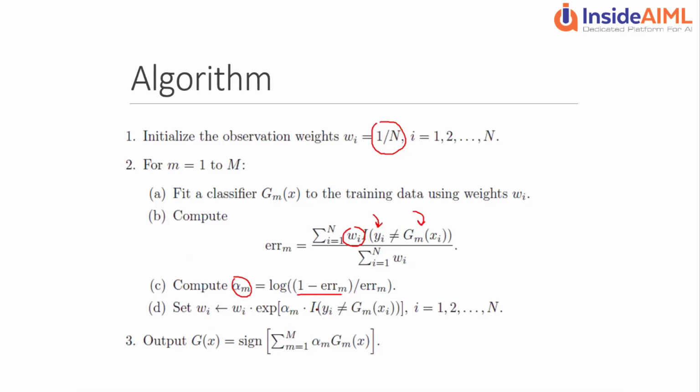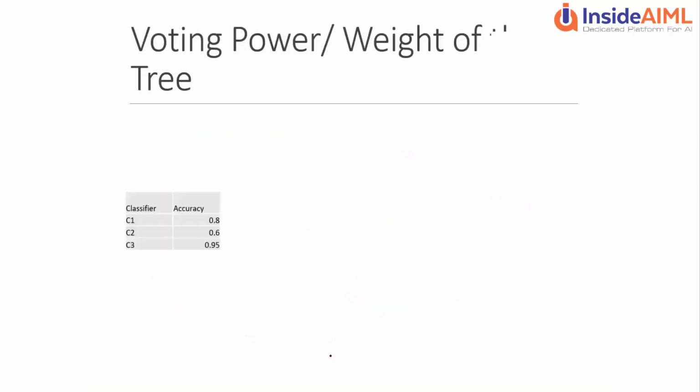This is done at an exponential level. If there is no change, then it is e to the power 0, and e to the power 0 means 1. So there is no change in weight if you have already made a correct classification. However, if you have not made a correct classification, then the weight is increased. And finally, your output is like this. So this is how you can understand the formal notation of the algorithm.